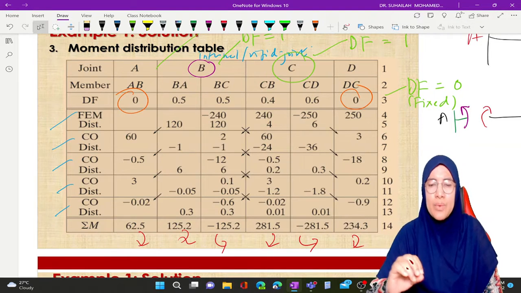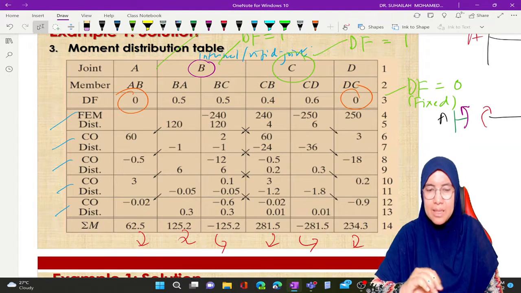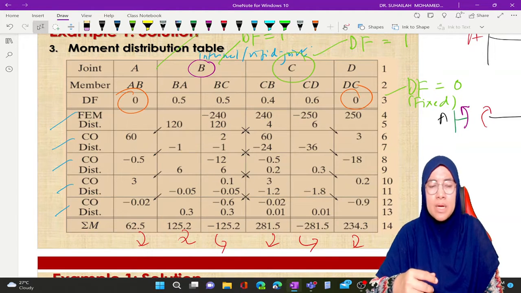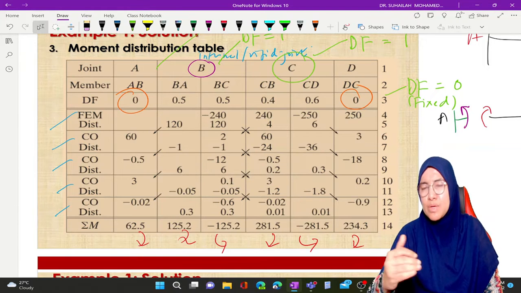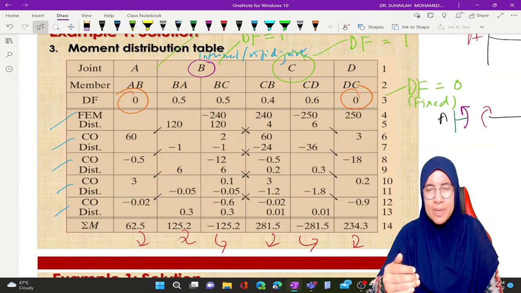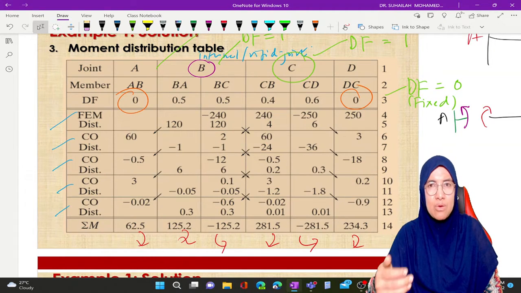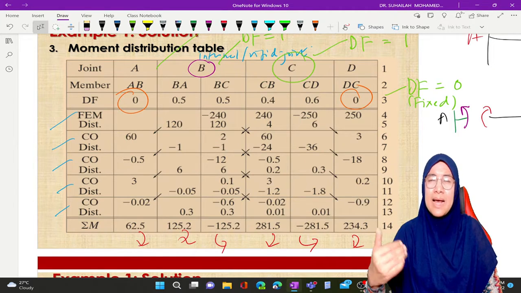Okay, so I will not explain in detail again how we distribute moment. Please refer back to the previous video. So we do the distribution process in the table. It is distribution and then carry over, distribution, carry over, distribution, carry over. We repeat the process again and again until the last distribution.